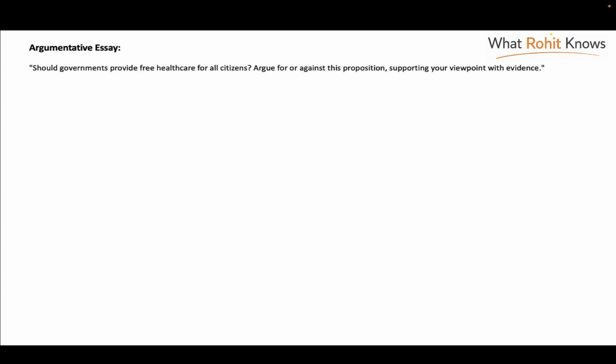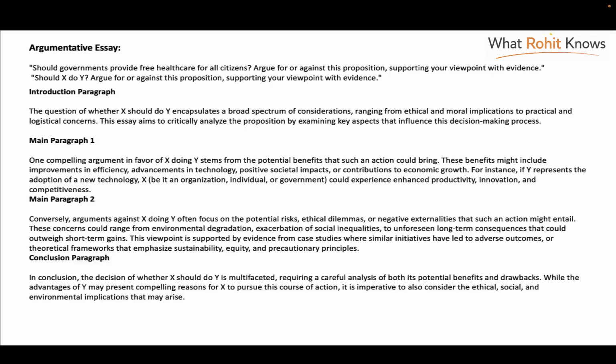So in this case specifically, if you've been asked for or against to make arguments, then you can use this template. In general, the question will look like this: should X do Y, or any other relationship between X and Y, and argue for or against this proposition. It might be written a little differently, but the meaning is the same: they will ask you to present arguments for or against this topic and support your viewpoint with evidence. This is the template you can use for this.